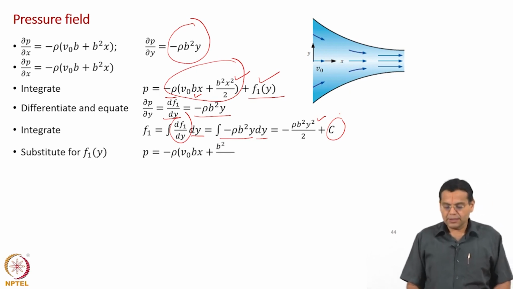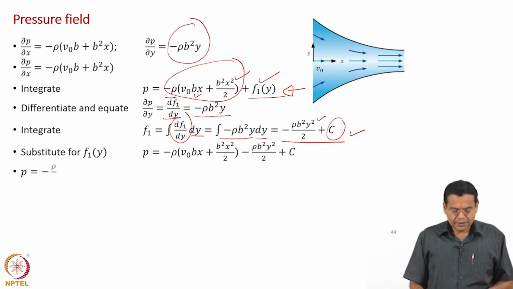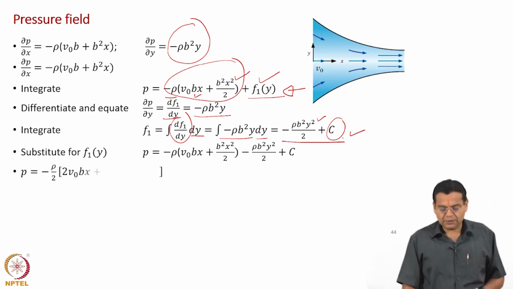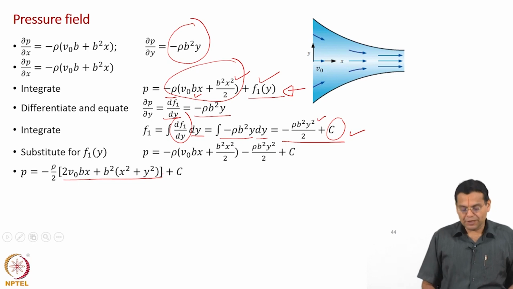So, let us substitute this expression for f1 in this equation. We have substituted for f1 of y as two terms, one is a constant, other is a function of y, minus rho b squared y squared by 2 plus c. Okay. Now, let us do some simple rearrangement so that it looks nice. We take out minus rho by 2, then what we have is these terms 2 v naught b x plus b squared into x squared plus y squared, and then this constant c.